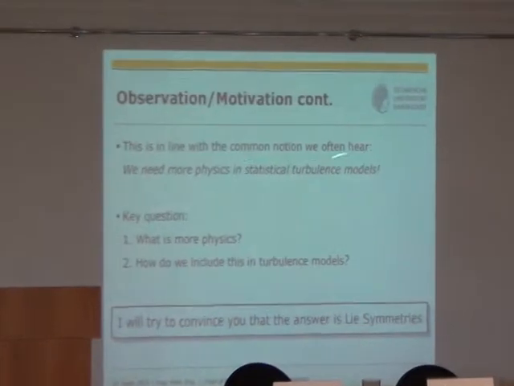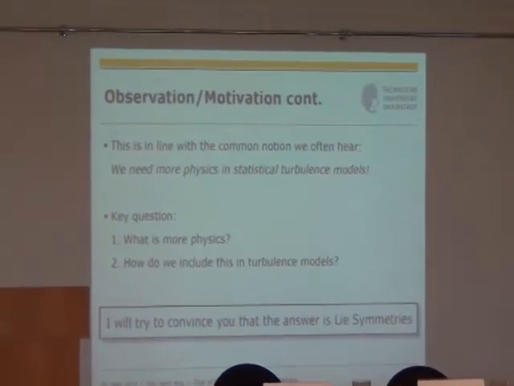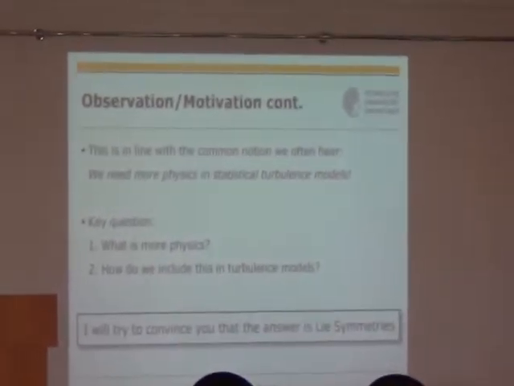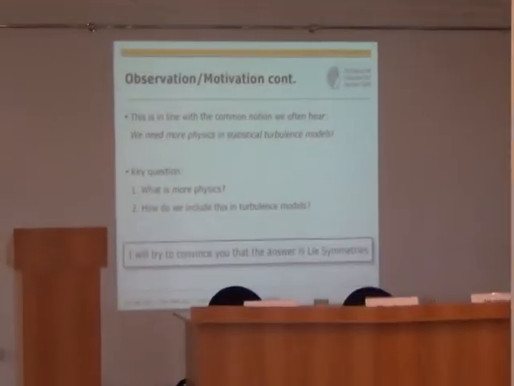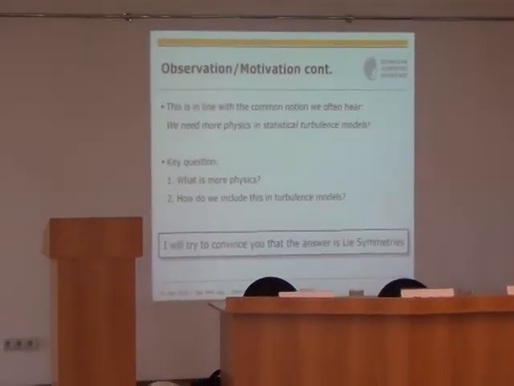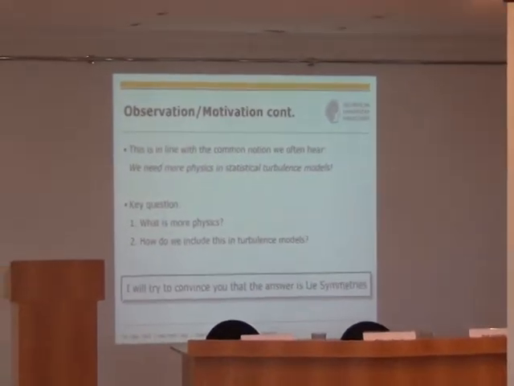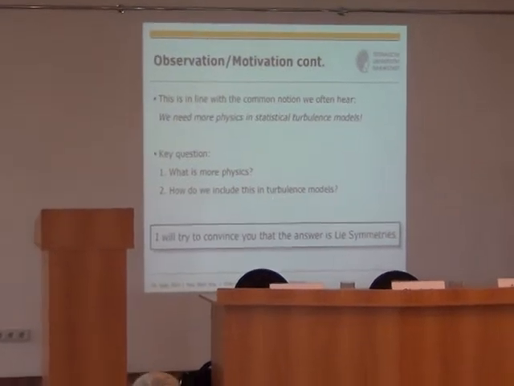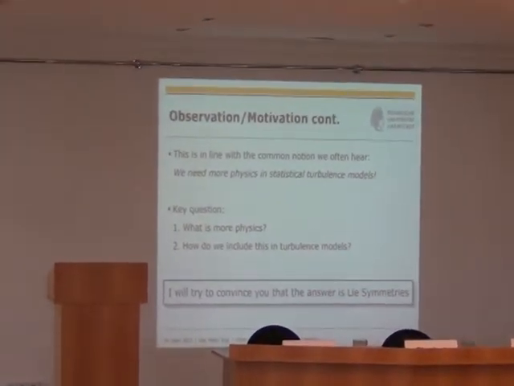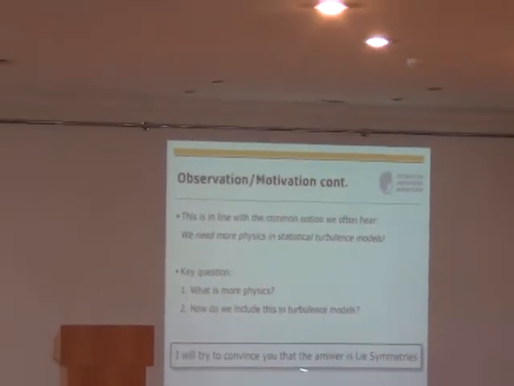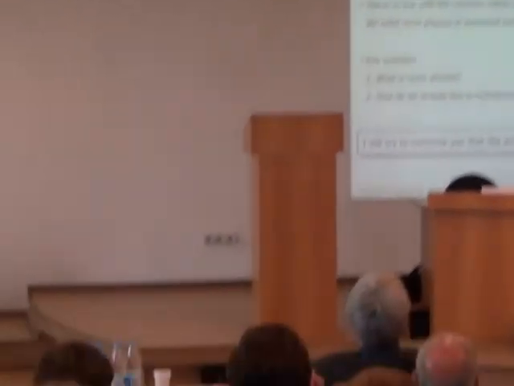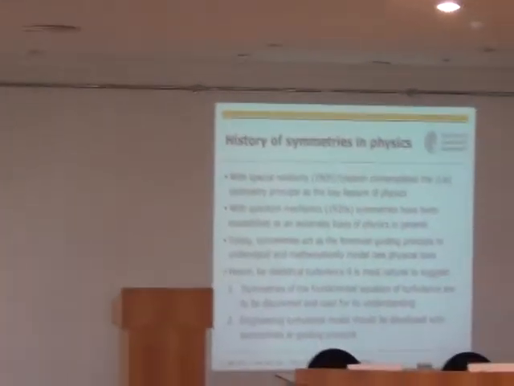Well, this is in line with the common notion I very often hear: we need more physics in statistical turbulence models. There's too much empirical behavior in the models. So the key question is, what is new? What is more physics? How can we put more physics in models, in equations, and how do we include this in models? These are the two key questions. What I will try to convince you of is that the answer lies in what we call Lie symmetries. Sounds strange, but I will teach you later what that means and what is behind it.